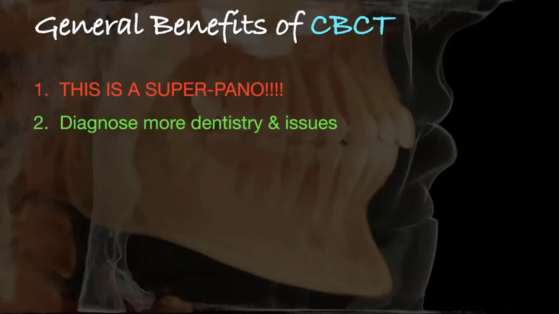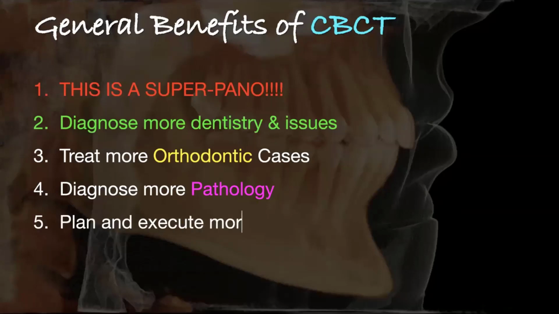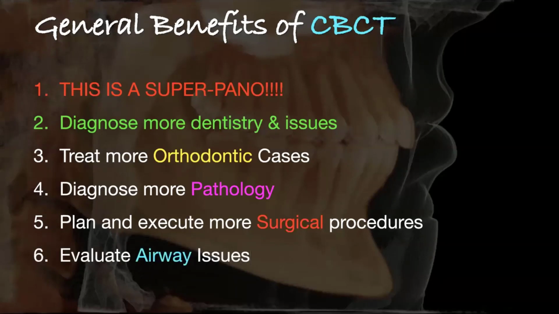You've got a super panoramic X-ray that you can use to get a panoramic X-ray, but it does so much more than that. You can diagnose more dentistry and issues. We do that on a day-to-day basis. There's things we find. Treat more orthodontic cases, utilizing CBCT really, really helps in a lot of aspects. We can diagnose more pathology. We find a lot more teeth that are broken or periapical radiolucencies that you didn't catch on a two-dimensional image, or maybe that area wasn't radiographed in a long, long time. And then we can execute more and plan more surgical procedures. This is definitely true. There's lots of very complex cases that we normally couldn't do that we're now able to do.